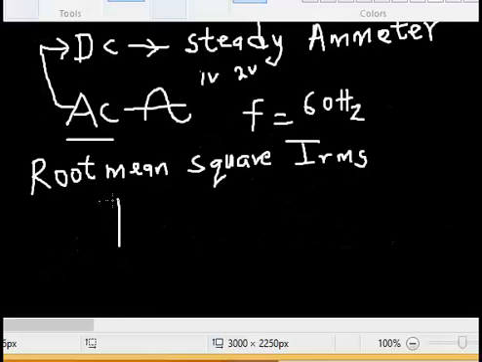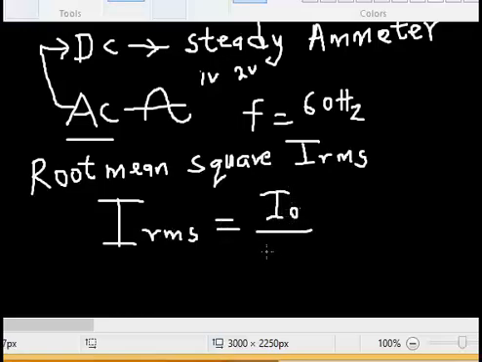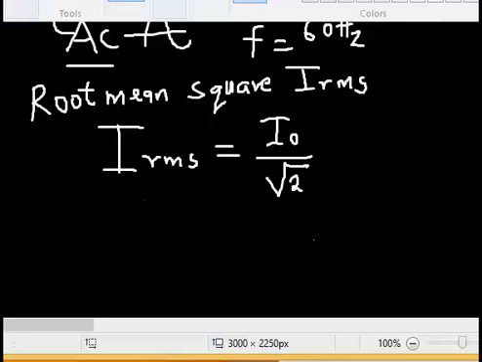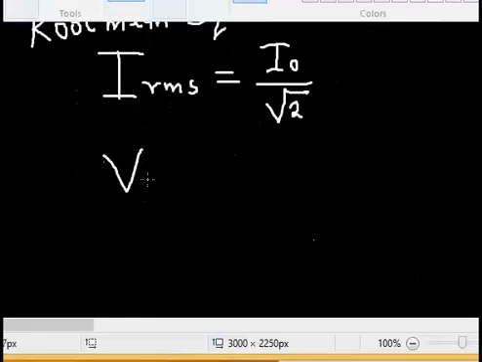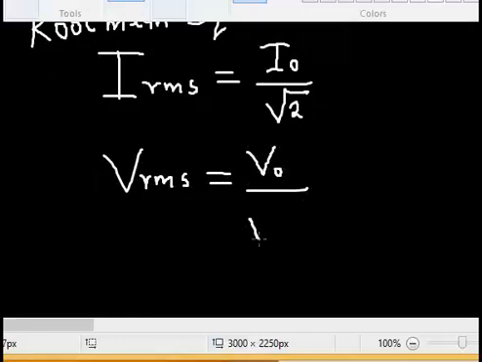Now the root mean square value of an alternating current, if you want to measure it, is always given by the formula: the maximum current or the peak current divided by the square root of 2. And the same thing happens to voltage. If you want to get the root mean square value of alternating current voltage, that's going to be the maximum value of the voltage divided by the square root of 2.